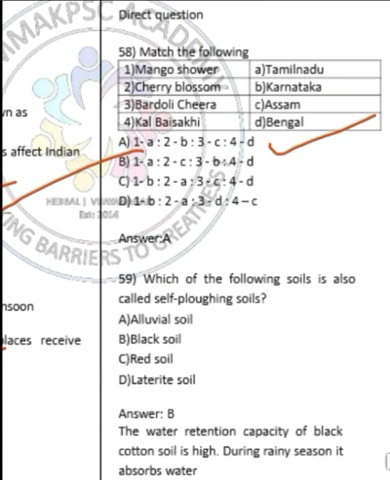Question number 59, it is asking which of the following soils is called as self-ploughing soil? Answer is option B, black soil. So these black soil exhibit a very peculiar phenomena, that is in summer season it becomes dry and you can see cracks formed in the soil, whereas in winter and rainy season it will absorb all the moisture and the soil expands. So because of this phenomena, it is called as self-ploughing soils.